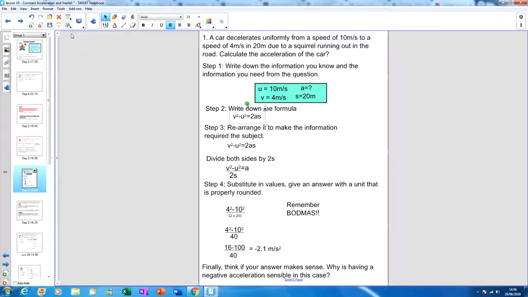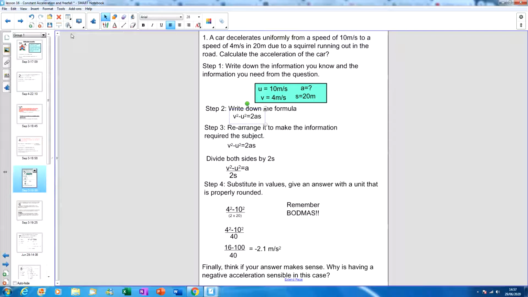So the first thing we're told is that the acceleration is uniform. That means it's one number, and so it's really a strong hint that we can use this v squared minus u squared equals 2as equation. And it says from a speed of 10 meters per second. So that's telling us that the initial speed, u, is 10 meters per second, to a speed of 4 meters per second. So that's telling us that the final velocity is 4 meters per second. So that's our v.